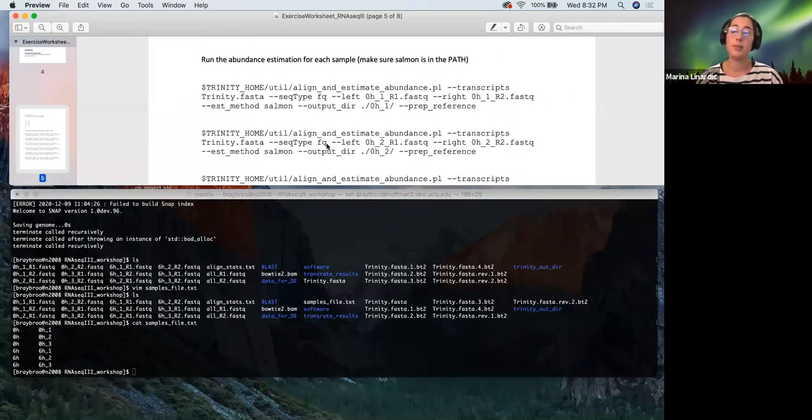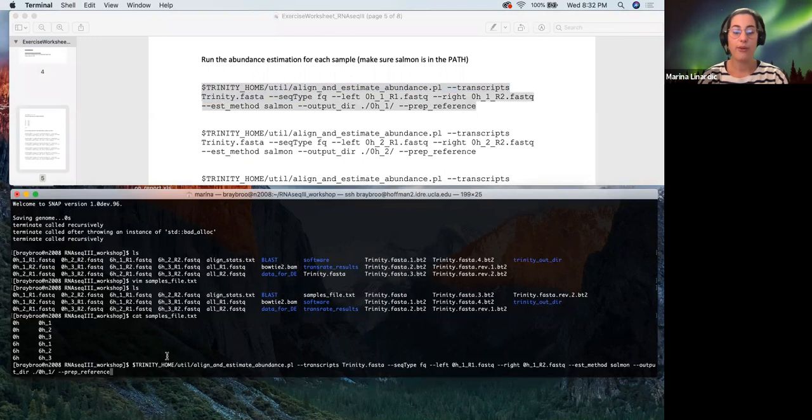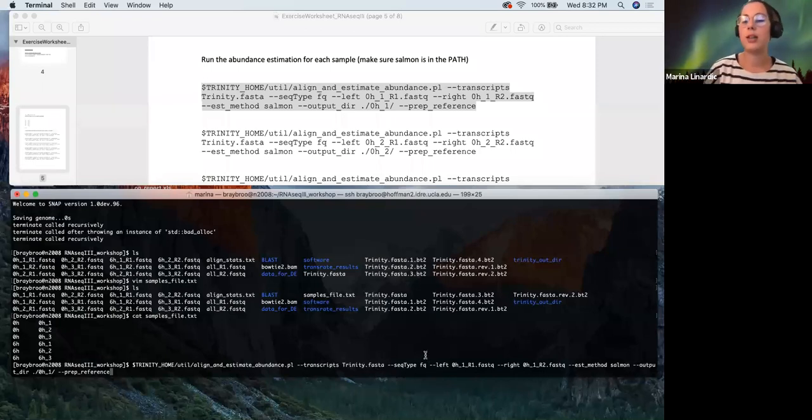Now we're going to run the abundance estimation for each sample. As I mentioned, this has to be done for each sample, so for each bioreplicate, and then we're going to pull them together later. So this is the command. Maybe we're going to copy paste these because they're pretty long. So we have our Trinity home, followed by this util. So that's a folder where we have our script. We need to input our transcripts. We need to input the sequence type, which is FASTQ, our left reads, our right reads for this bioreplicate.